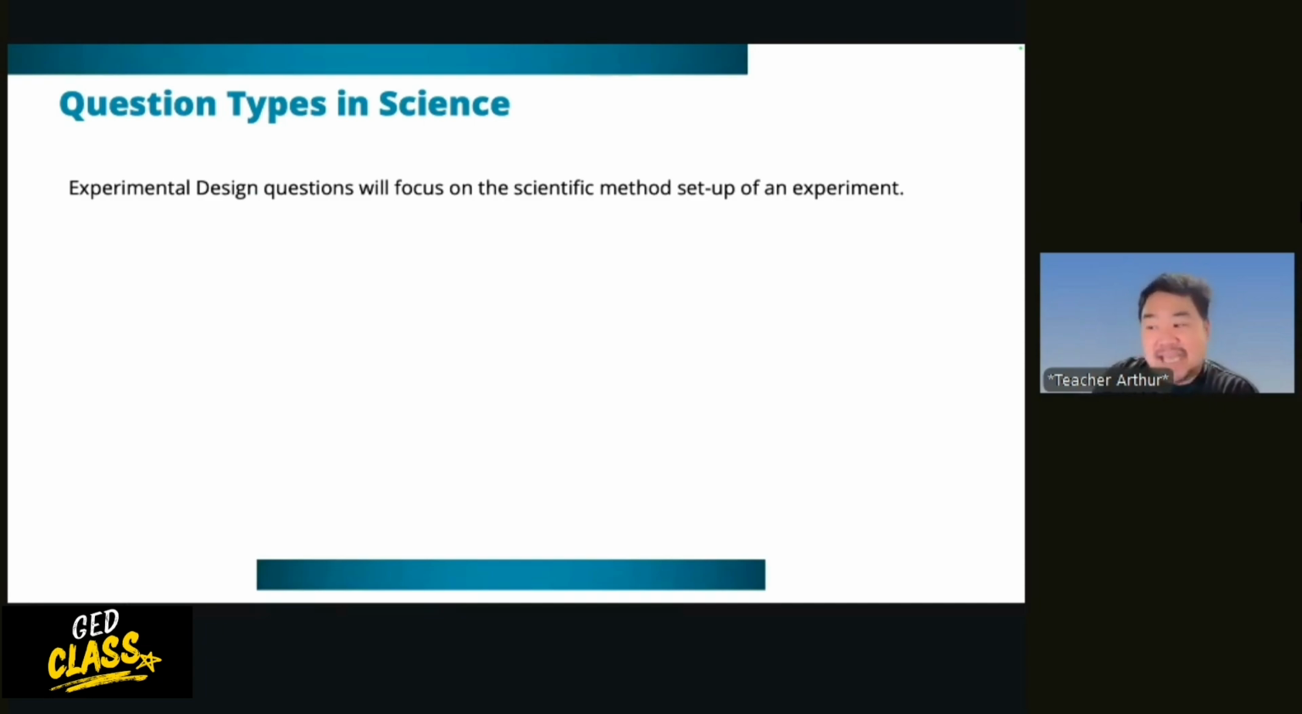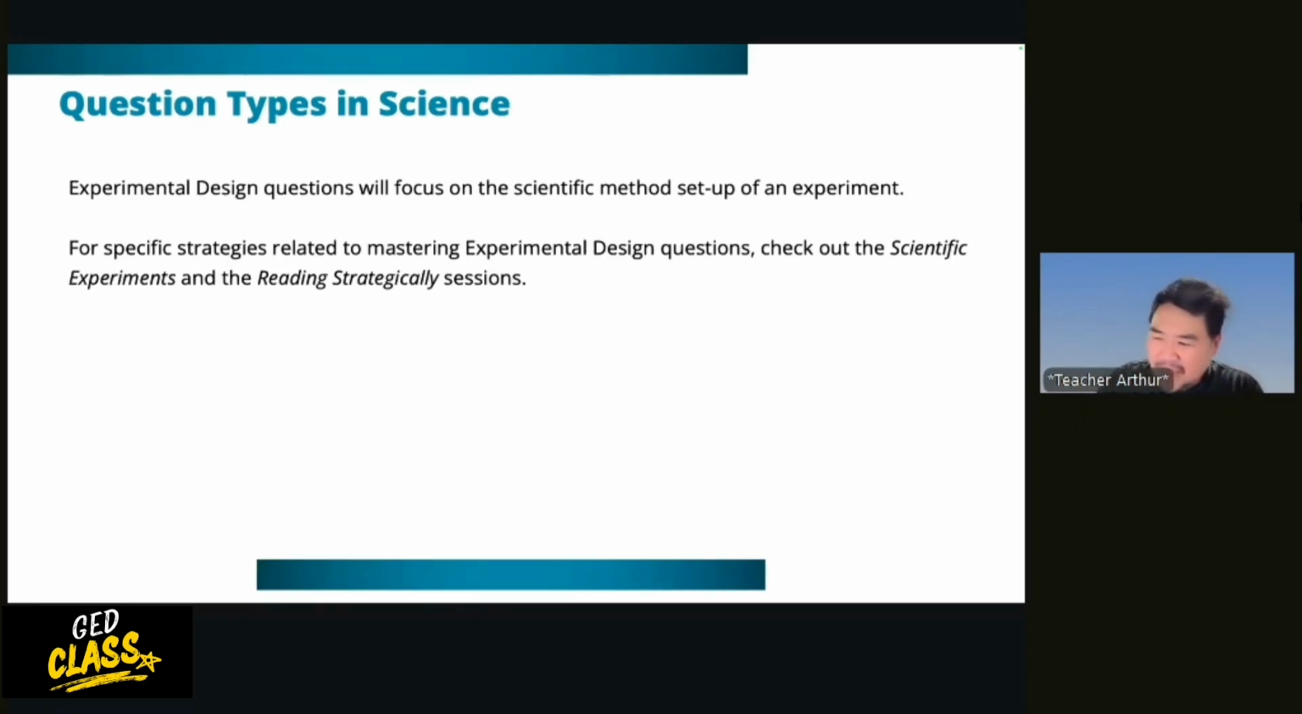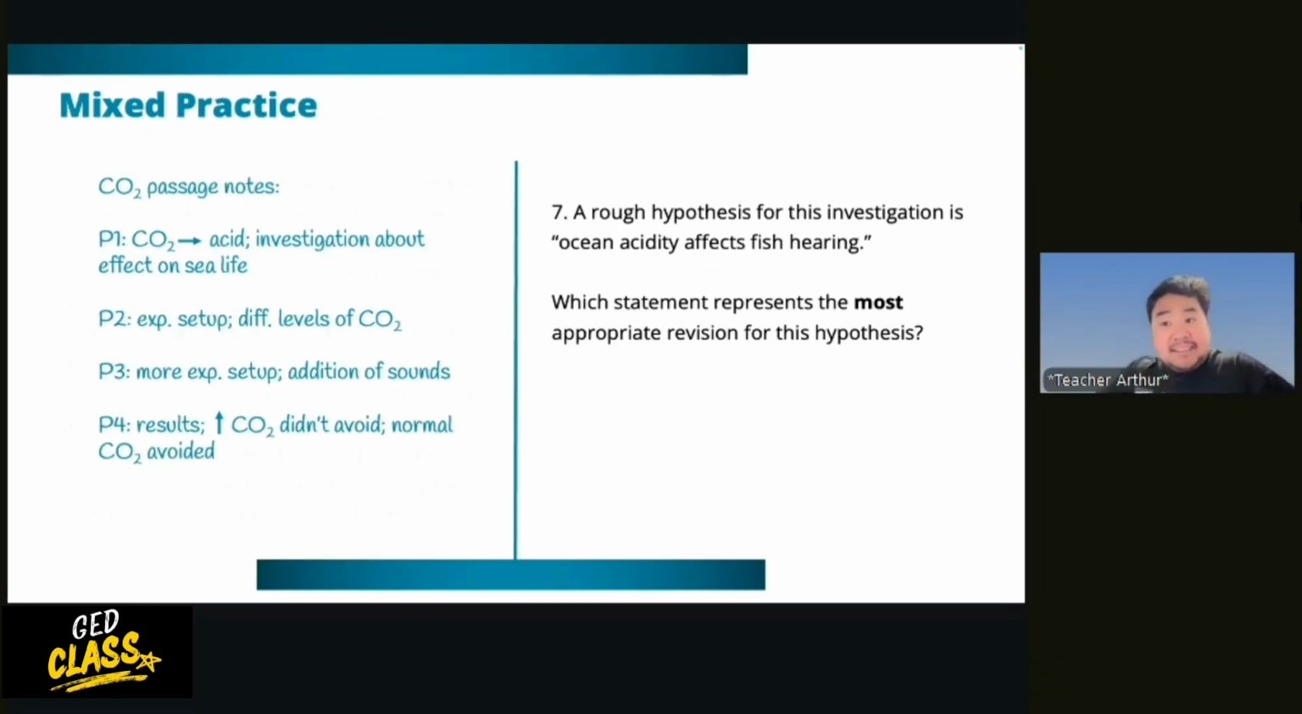Another type of question that you'll see on the GED Science test is asking about experimental design. So not so much figuring out the experiment, but figuring out what the setup is. Experimental design questions focus on the scientific method setup of an experiment. There are a couple different sessions you want to check out, scientific experiments on the science section, and even the session about reading strategically as part of the RLA lessons can also help you with scientific design. So going back to that passage about the fishies in the water and the CO2, let's take a look at this example. This is an example of experimental design. So take a look at question number 7.